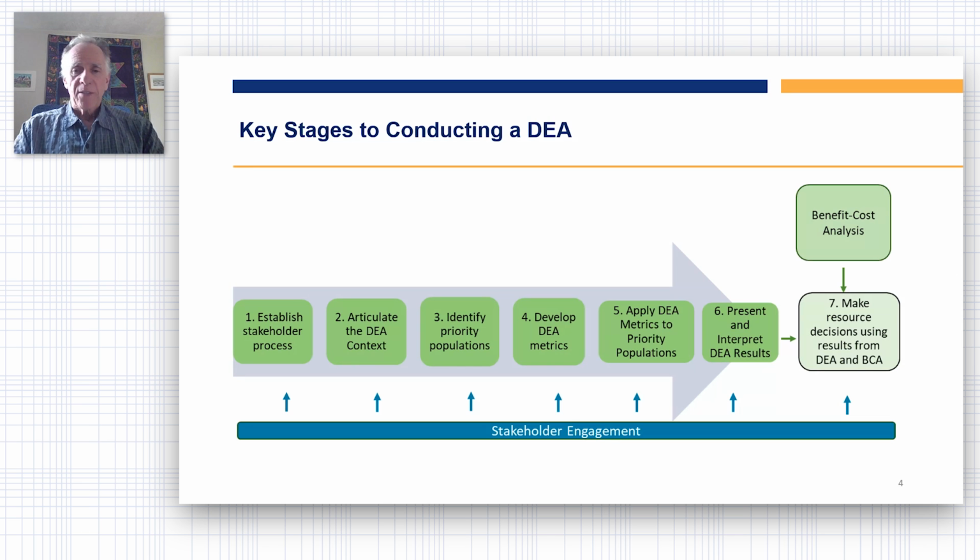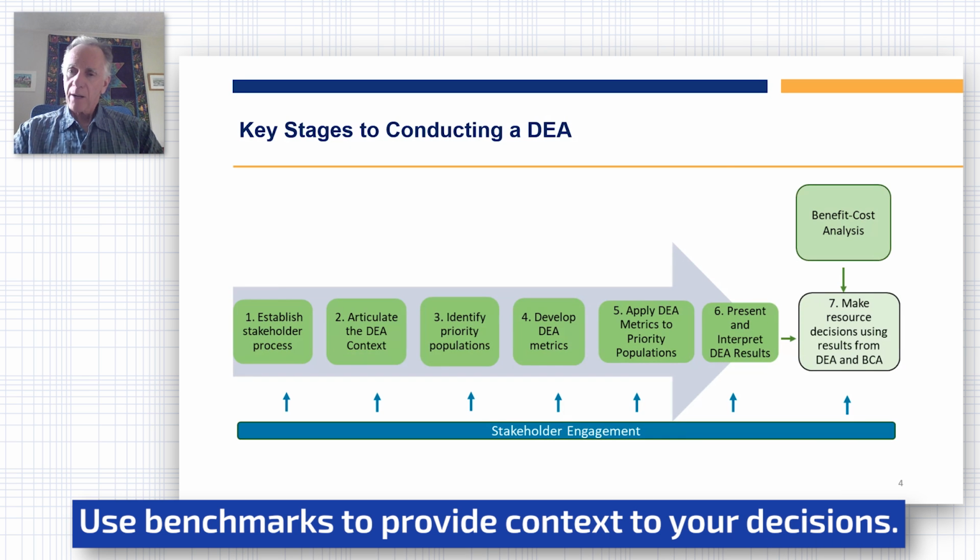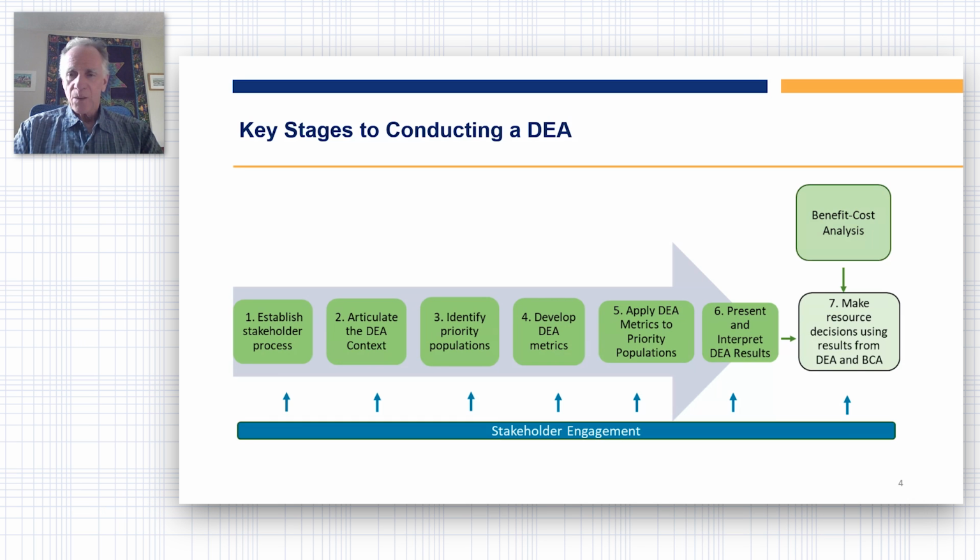Once you've done that, then basically you present and interpret the DEA results. And there are different ways of doing that too. You can keep it fairly simple. You can make it a little bit more interesting and add in benchmarks for each metric. That way you have some context for deciding whether equity is improved or worsened, or whether it's meeting your equity goals. And then the key step is the final one here, step 7, where you look at both your DEA and your benefit cost analysis, and then you make some decisions.